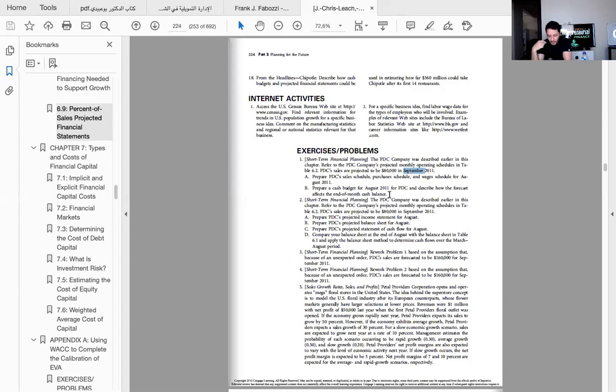So you are asked once again to prepare the sales schedule, the purchase schedule, the wage schedule for August. Remember the panel A, B, and C. We have done it from April through July. Now you are asked to do it by yourselves for the month of August 2011. And then you have to prepare the cash budget for August, the income statement, as well as the balance sheet statement. We keep the same information, except that now we have a new piece of information about the sales for August 2011, which is $20,000.